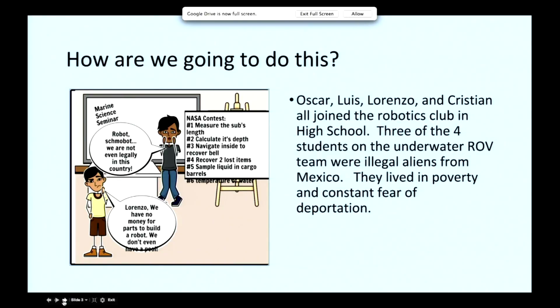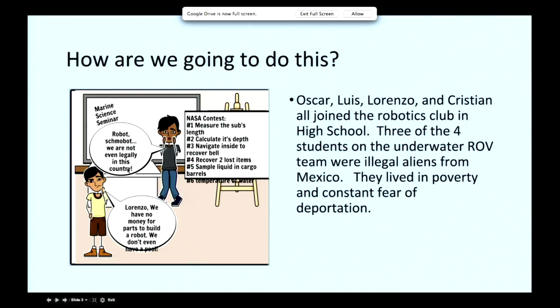Oscar, Luis, Lorenzo, and Christian all joined the robotics club in high school. 3 of the 4 students on the underwater ROV, or remotely operated vehicle team, were illegal aliens from Mexico. So they lived in poverty and constant fear of deprivation.